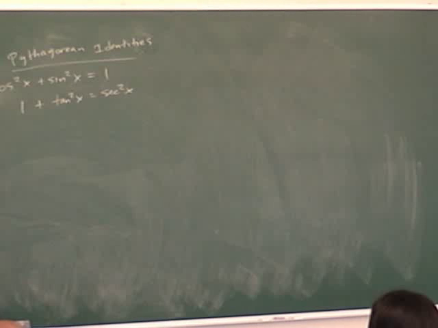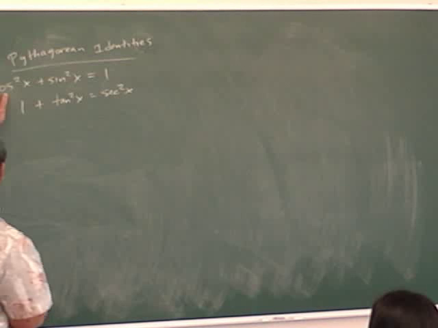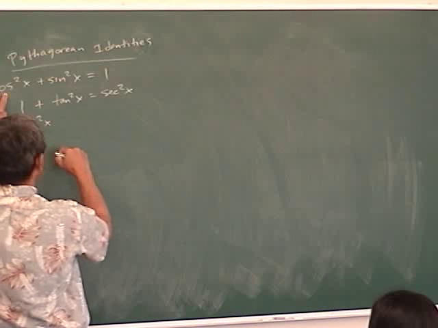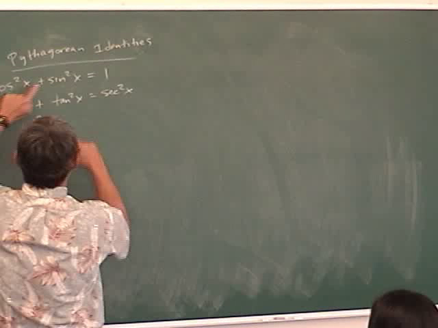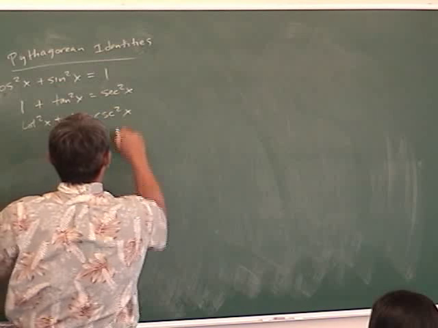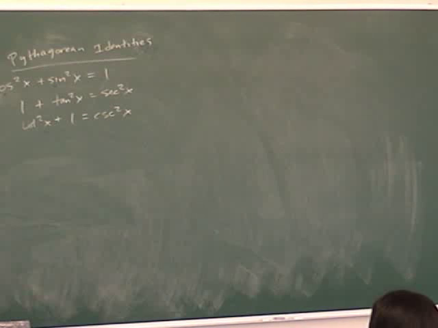Okay, take this original one and divide both sides by sine squared x. I don't know cotangent yet. And voila! We have the three Pythagorean identities right there for your viewing pleasure.